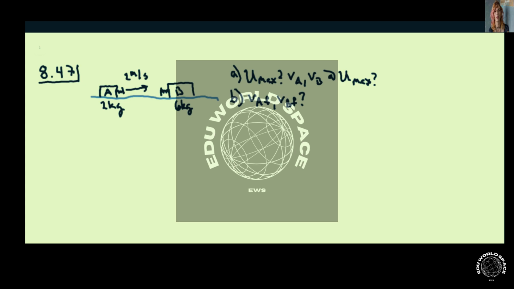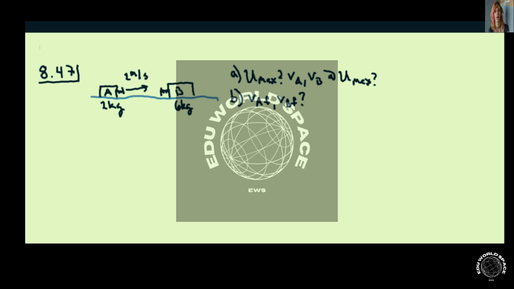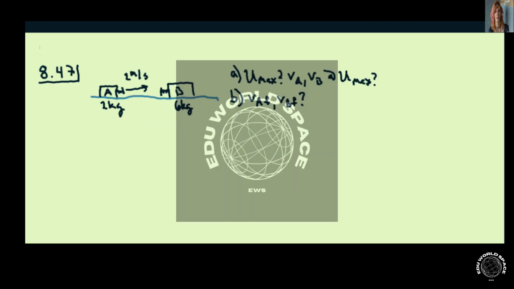Problem 8.47. We have two masses on a frictionless table, mass A and mass B. They have these ideal spring bumpers on them so that the collision is ensured to be perfectly elastic. A is moving towards B at 2 meters per second initially, and B is standing still.